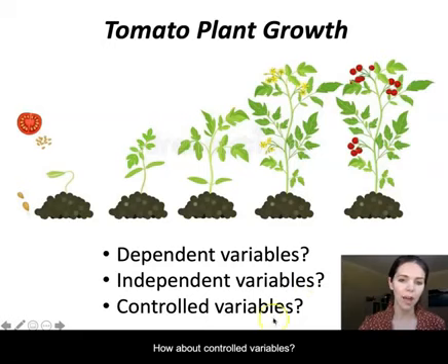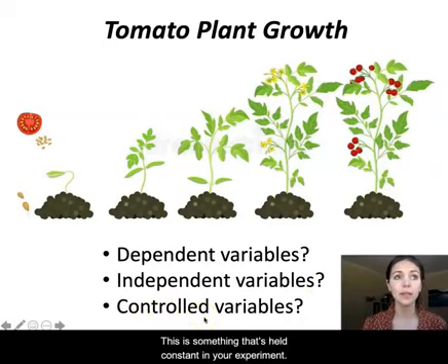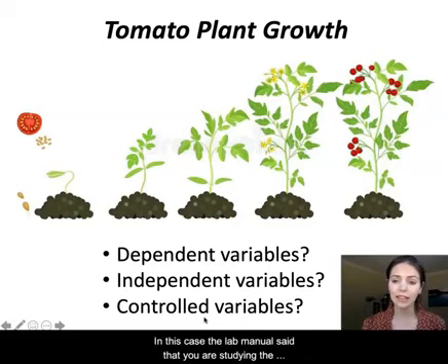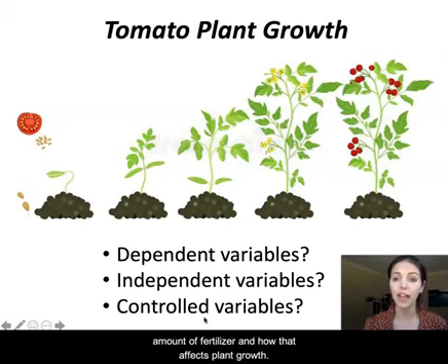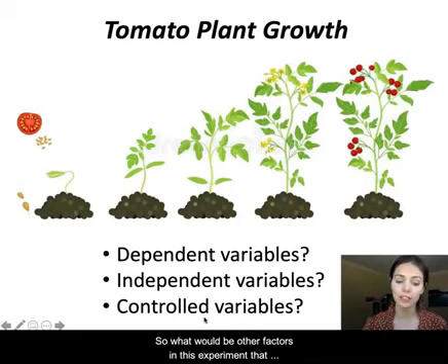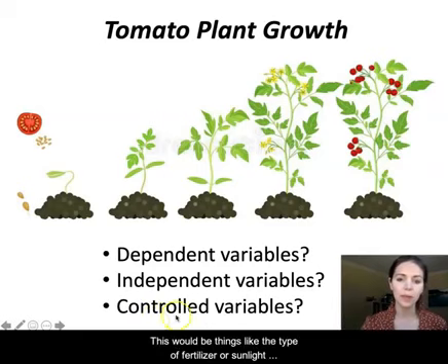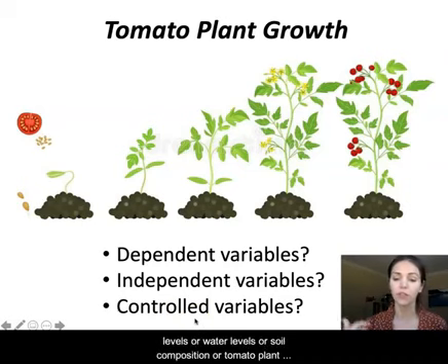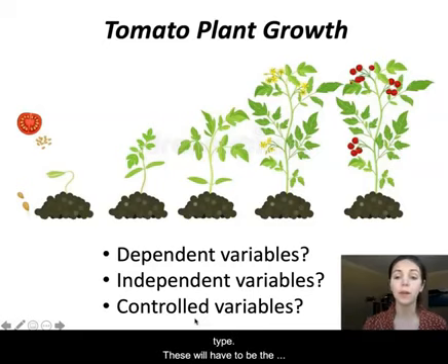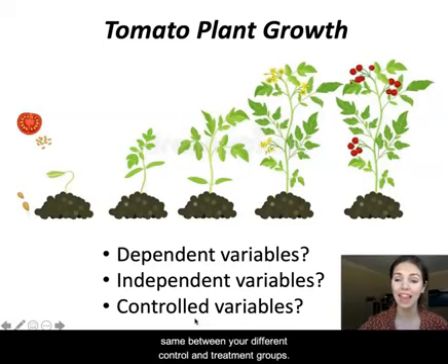All right, how about controlled variables? This is something that's held constant in your experiment. So in this case, the lab manual said that you are studying the amount of fertilizer and how that affects plant growth. So what would be other factors in this experiment that need to be controlled and kept constant? Okay, so this would be things like the type of fertilizer, or sunlight levels, or water levels, or soil composition, or tomato plant type, right? These will have to be the same between your different control and treatment groups.